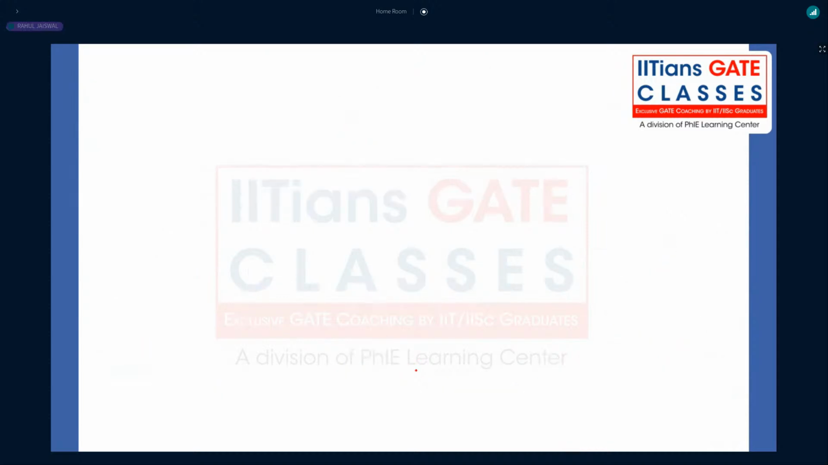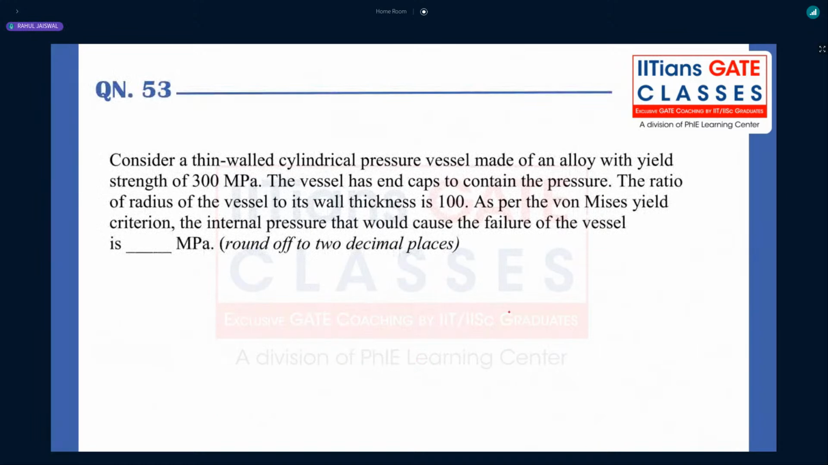Now, when we move on to this particular question, consider a thin wall pressure vessel which is made up of alloy with the yield strength value, right? Yield strength value they have mentioned that is 300 megapascal. Now, some of you might be confused in the wording of this question. Not many of you, but some of you, those who have not had enough practice, or maybe are not aware of the theories of failure.